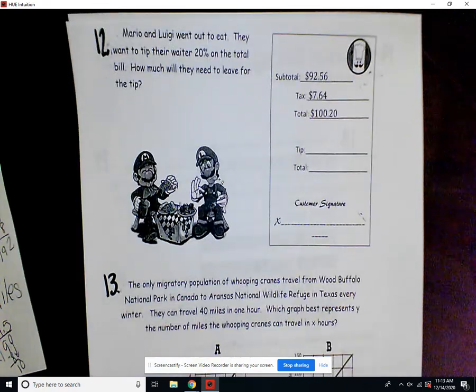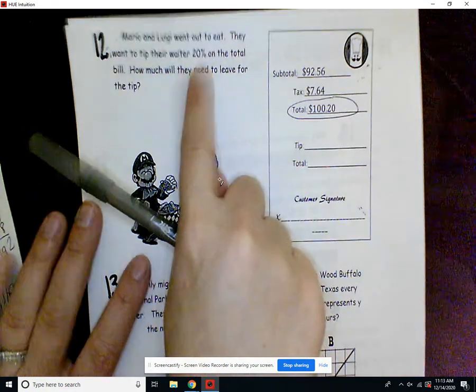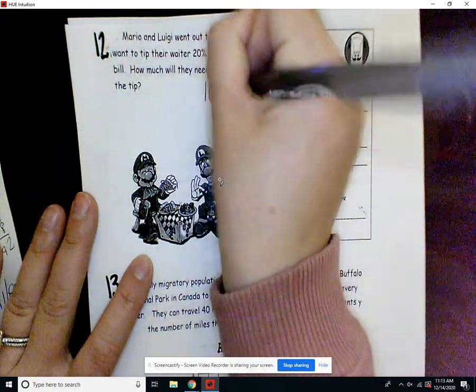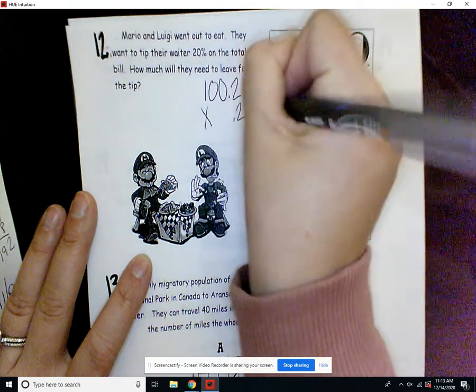All right, number 12. Mario and Luigi went out to eat. They want to tip their waiter 20% of the total bill. How much will they need to leave the tip? So their total bill is right here where it says total. Remember, when we see a percentage, we change it to a decimal and then multiply. So 120 times 0.20.